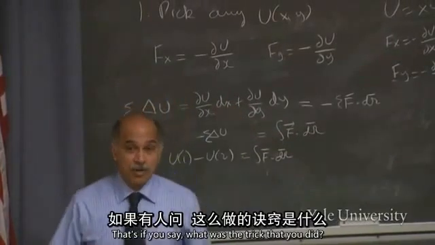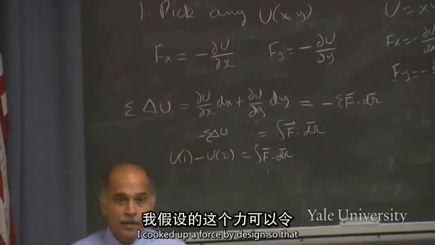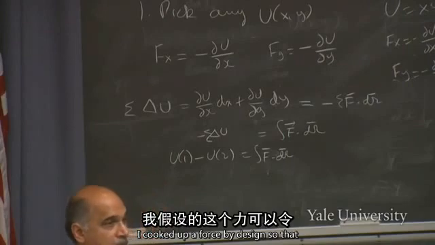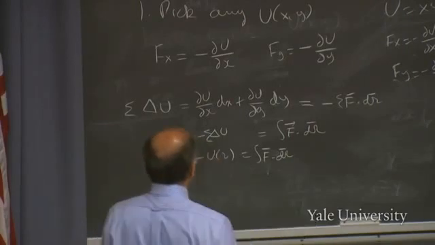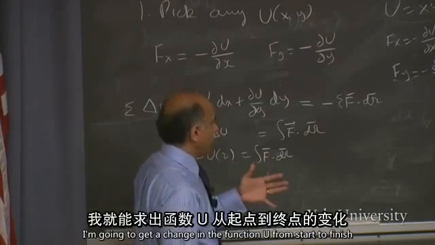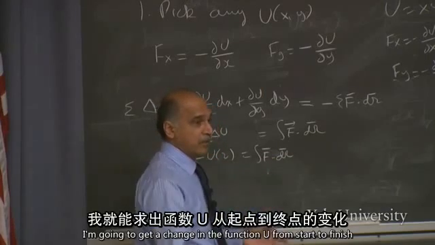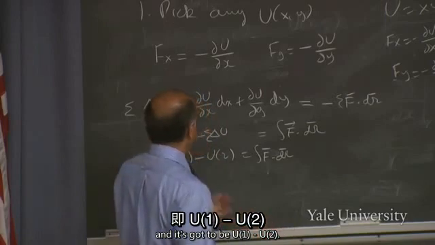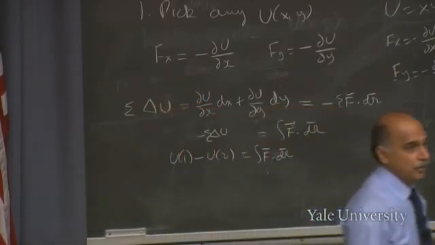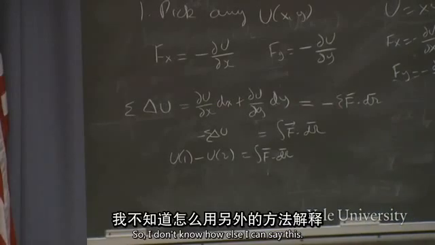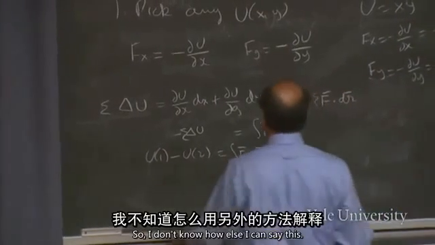If you ask what was the trick that you did? I cooked up a force by design so that F dot dr was a change in a certain function u. If I add all the F dot dr's, I'm going to get a change in the function u from start to finish. So it's got to be u1 minus u2. I don't know how else I can say this.